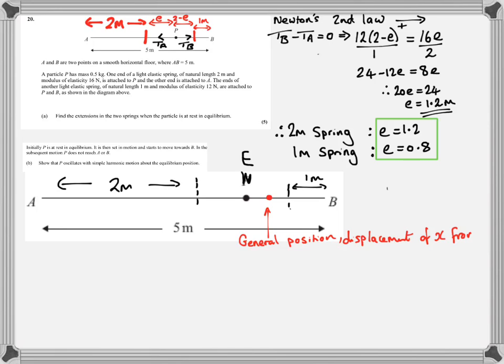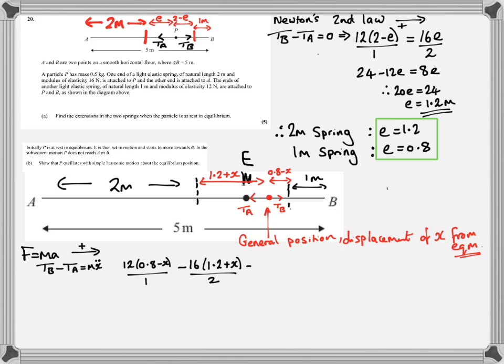So there's our equilibrium position, and I'll just put some information down. And what I'm actually going to do is analyse in this general position here, as shown in red, and I've said that that's a displacement of x from the equilibrium position E. And with a little bit of thought, you should now be able to see that for the 2 metre spring the total extension is 1.2 plus x, and for the 1 metre spring it will now be 0.8 minus x. Okay, so we can use Newton's second law again, and that will lead us to the following. Now I'm just going to pause it here a second.